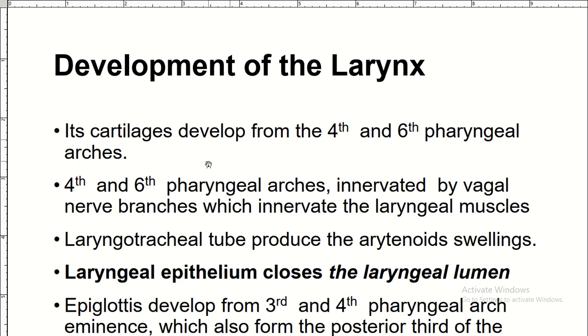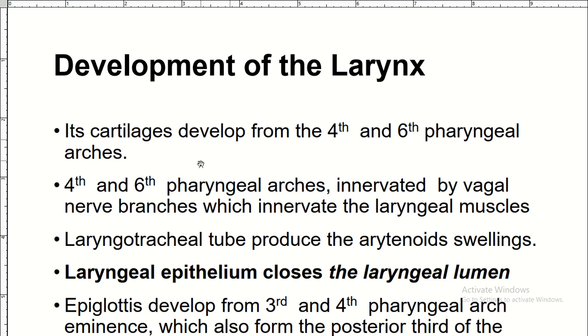So let's go to the development of the larynx. The larynx is going to develop from what we call the pharyngeal arcs. We have the fourth and the sixth pharyngeal arc forming your larynx, right? These pharyngeal arcs are going to be innervated by the vagus nerve branches, which will innervate the laryngeal muscles. Remember the laryngeal muscles, the vocalis muscle. You remember it, right? That is innervated by the branches of the vagal nerve.